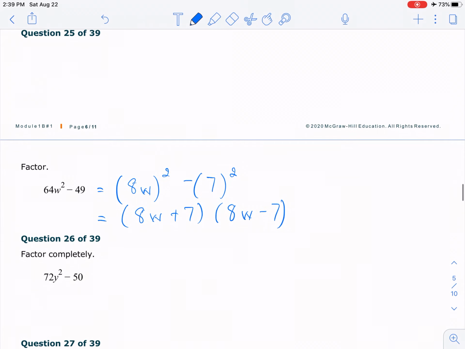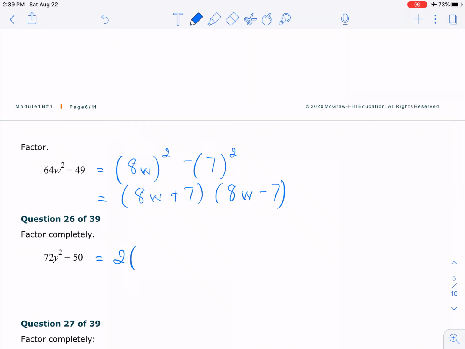All right. You see for number 26, I have two terms. So first of all, when you see two terms, you think of the conjugate, a squared minus b squared. However, 72 is not a perfect square and 50 is not a perfect square. So you know that we have to take out the GCF in case you forgot. So that should give you a hint right there. We need to take out the GCF. So the GCF in this case is 2. So if I take out 2, I end up with 36y squared minus 25. Now 36 and 25 are perfect squares. So we're good. So we have 6y plus 5 and then 6y minus 5 with the 2 for the GCF.